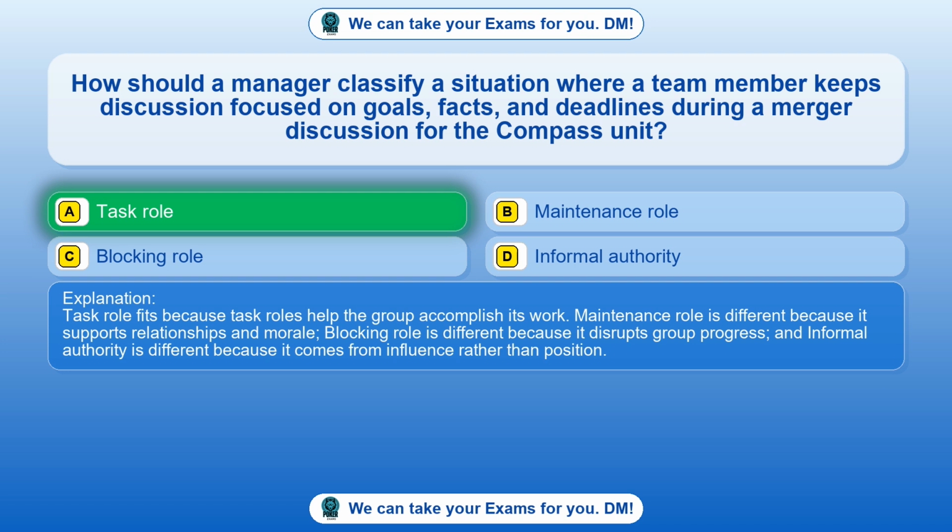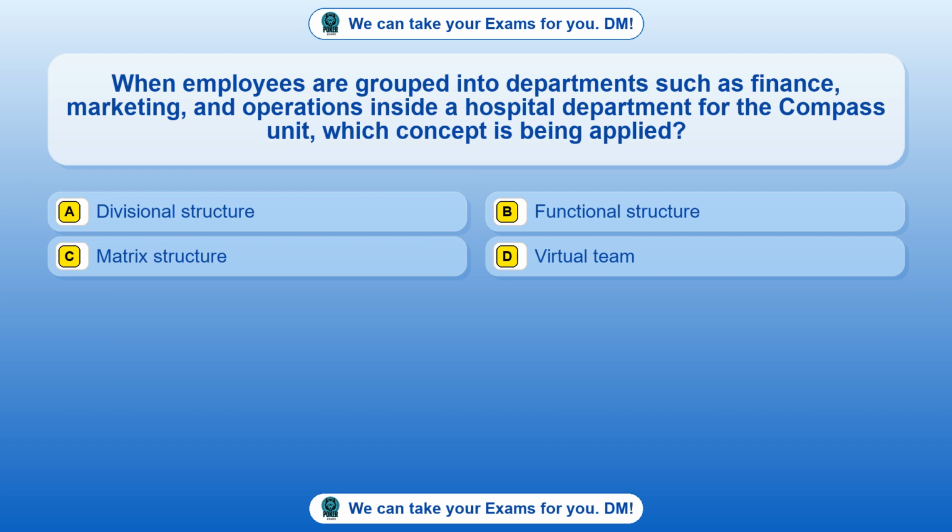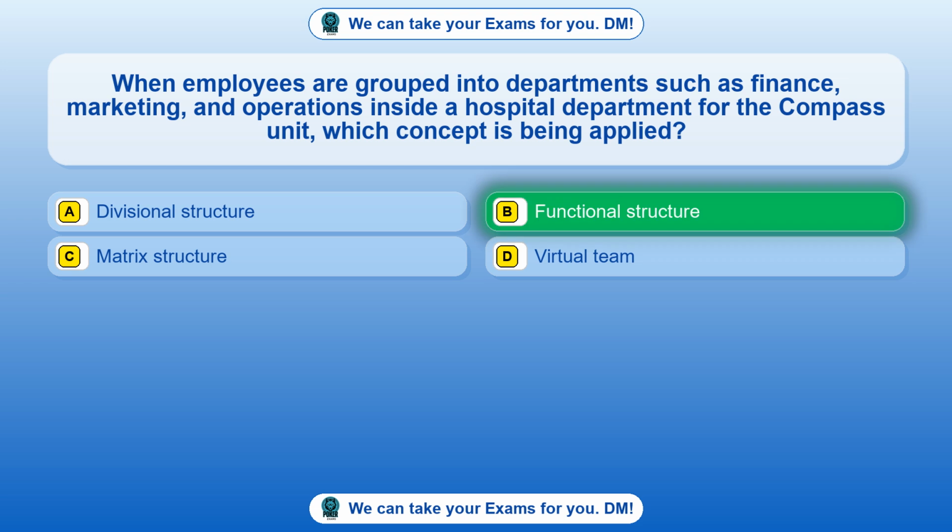Question 89. When employees are grouped into departments such as finance, marketing, and operations inside a hospital department for the Compass unit, which concept is being applied? Option A, divisional structure. Option B, functional structure. Option C, matrix structure. Option D, virtual team. The correct answer is option B, functional structure.